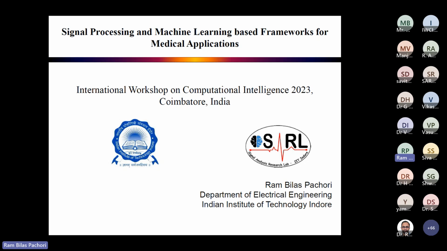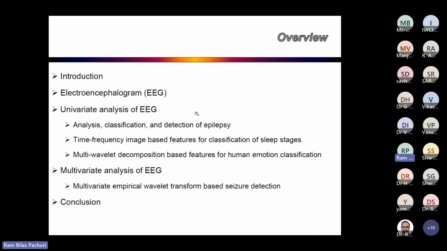Both frameworks, univariate EEG signal processing and multivariate EEG signal processing, together with classification approaches and machine learning concepts, will be explored for various applications in EEG signal processing, such as epileptic seizure detection, sleep stage classification, and emotion detection. That will be explained. So with this background, let us start this talk. This is the overview of the talk.